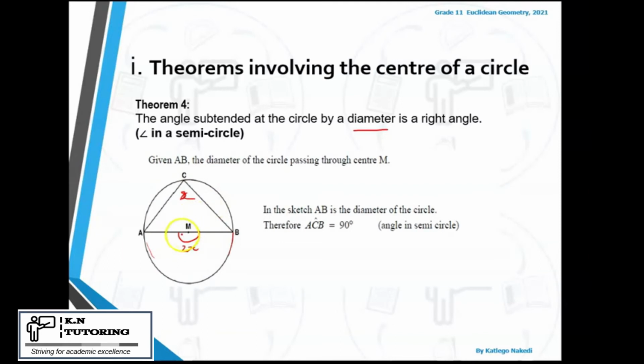So this will be 180 degrees, and this will always be 90 degrees. Always. So the diameter subtends a 90-degree angle at the circumference. That is what this theorem is saying. And we can also summarize it and say angle in a semicircle. Okay? So it says here, given AB, the diameter of a circle passing through center L. So this is what I've already explained.